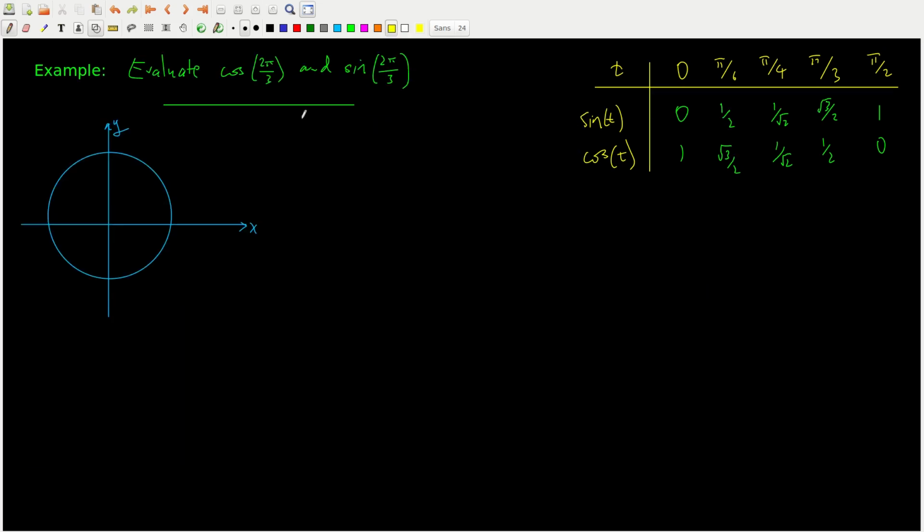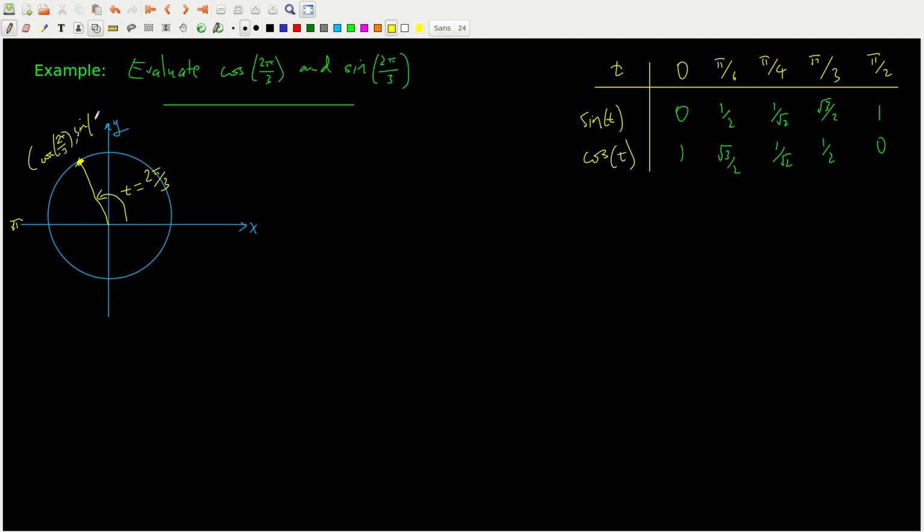So let's look at the cosine and the sine of 2 pi over 3. 2 pi over 3, that's 2/3 of pi. Here's pi. So 2/3 of pi is going to take us to there somewhere. So here's our angle, t. It's 2 pi over 3. We're looking for the cosine and sine of 2 pi over 3. In other words, we're looking for the x and y value of this point.